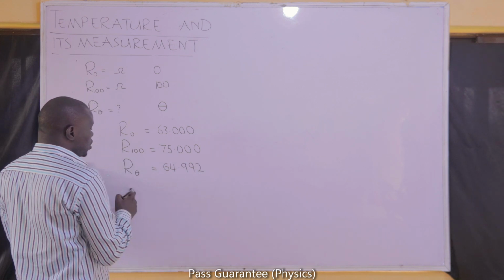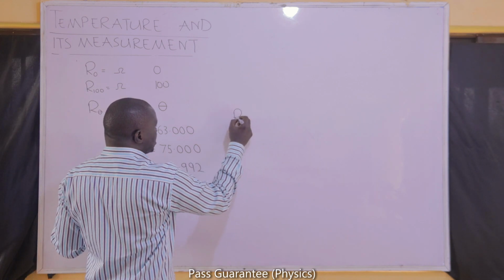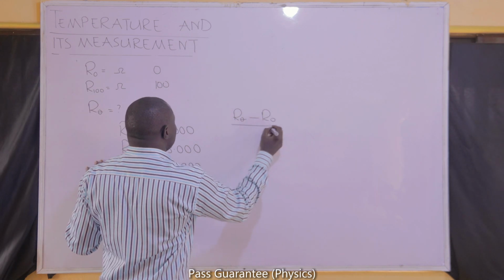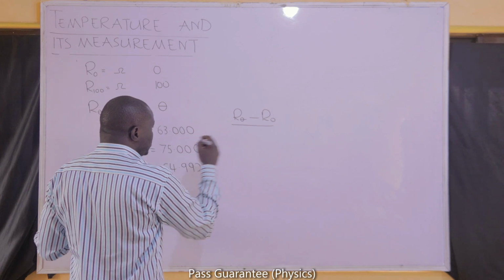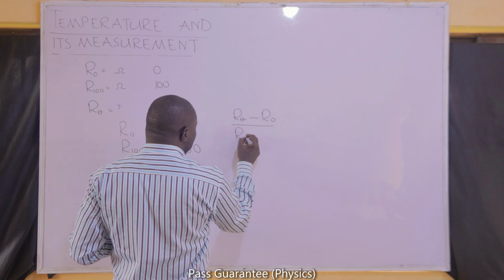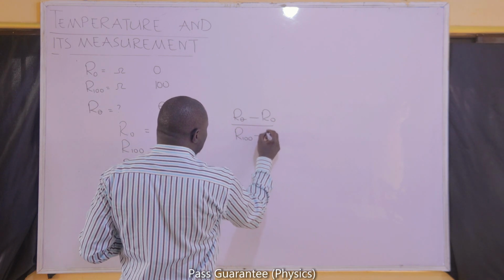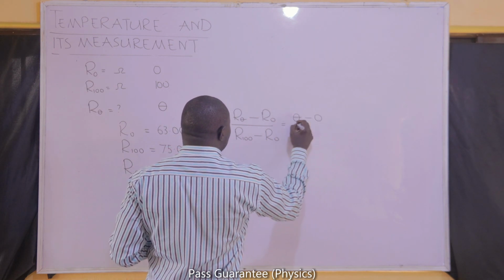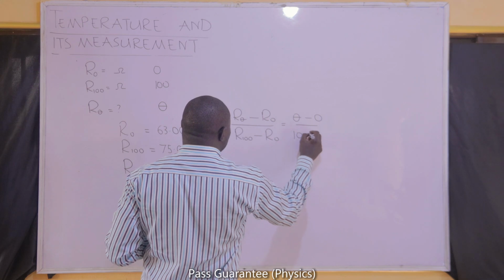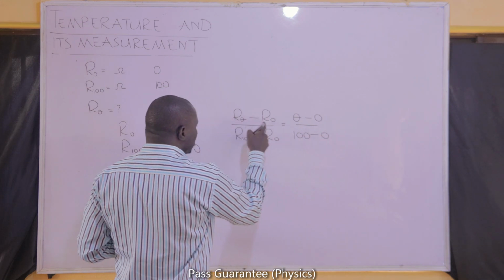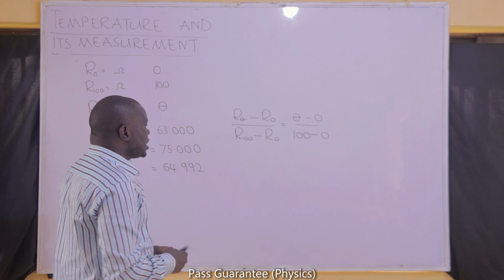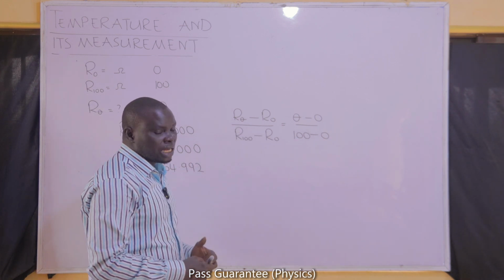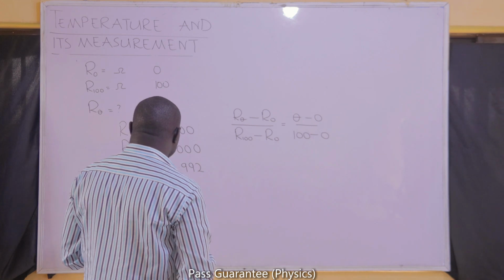If we do that, we have R theta minus R0, if I use my extrapolation formula, all over R100 minus R0 is equal to theta minus 0 all over 100 minus 0. That's still the only formula that I've been writing. Initially, I used length when I was talking about the liquid in glass. I used pressure when I was talking about the constant volume gas thermometer. Now I'm using resistance because I'm talking about the resistance thermometer.